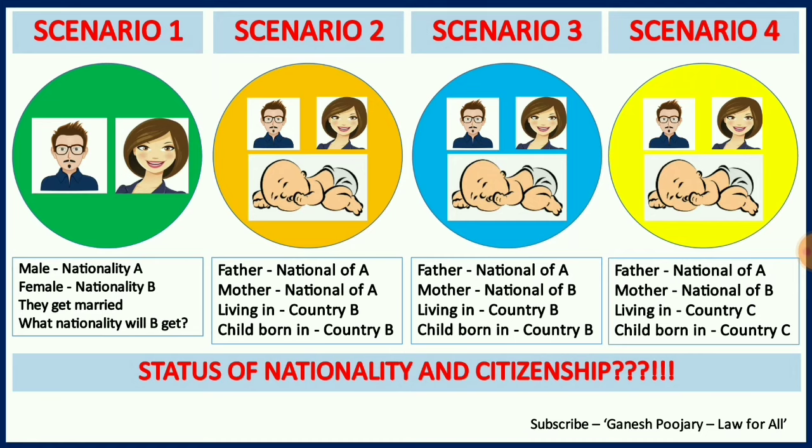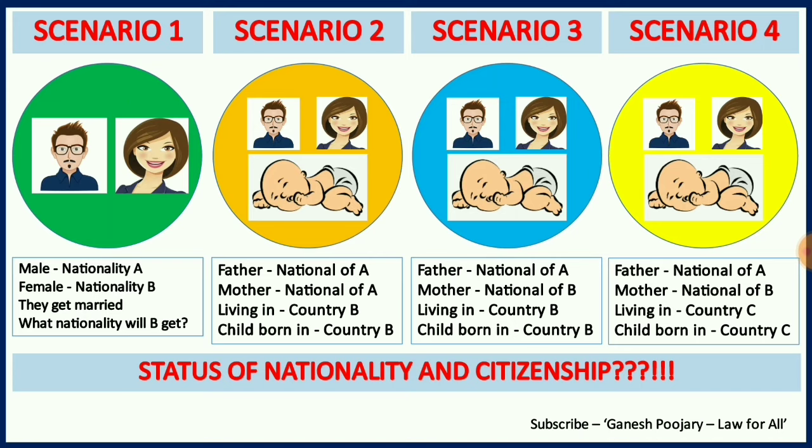In scenario 1, there is a male and there is a female. Male is having nationality of A and female is having nationality of B. Now they both get married. The question here is, after marrying, which nationality will B get? That is the first question, whether she gets the nationality of A or whether she continues the nationality of B, or whether she is going to get double nationality or she will be stateless. Now that is what we have to decide.